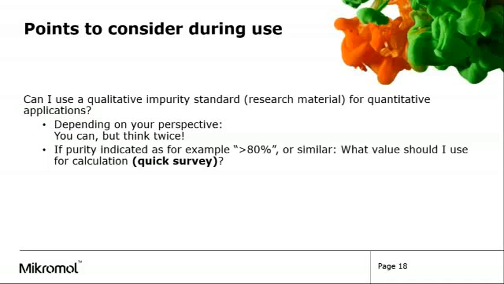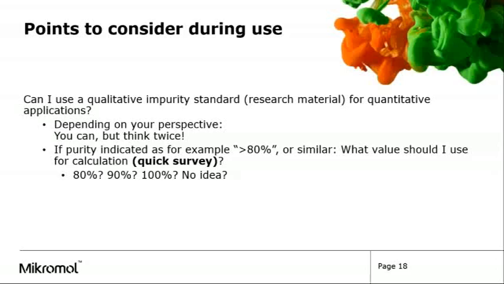For example, sometimes an impurity is given as present at greater than 80% purity or something similar. So if you're going to use such a standard as a quantitative standard in calculation, what purity value should be taken? And I think we're going to pause and take a quick survey to see what the attendees think. In this case, if it's labeled greater than 80%, should I use 80%, 90%, 100%, or really don't know what should be done there?